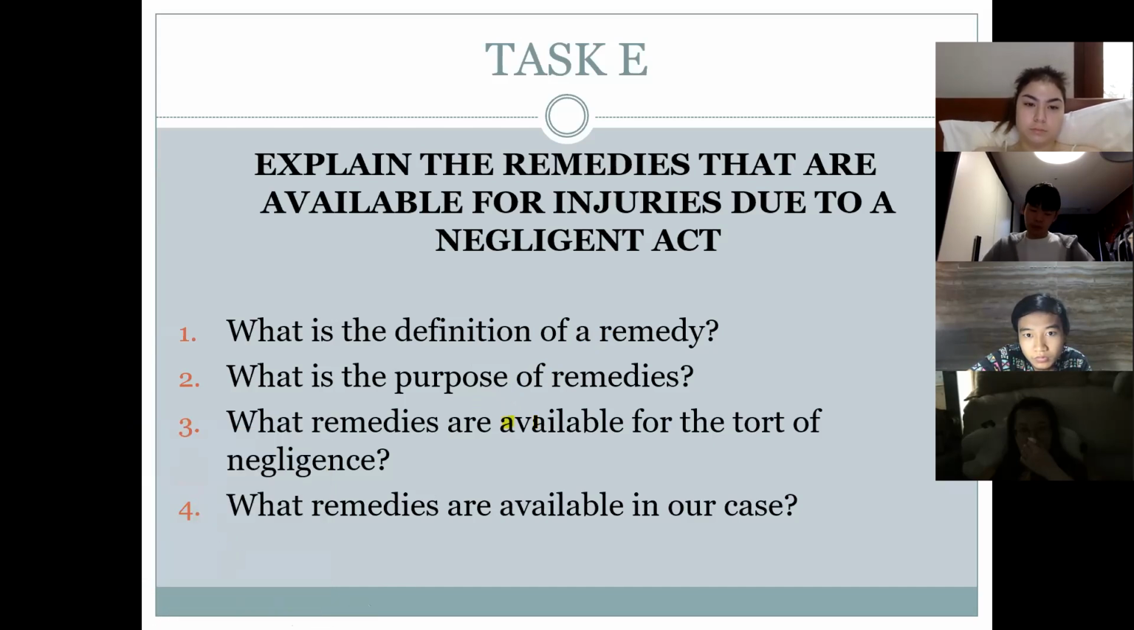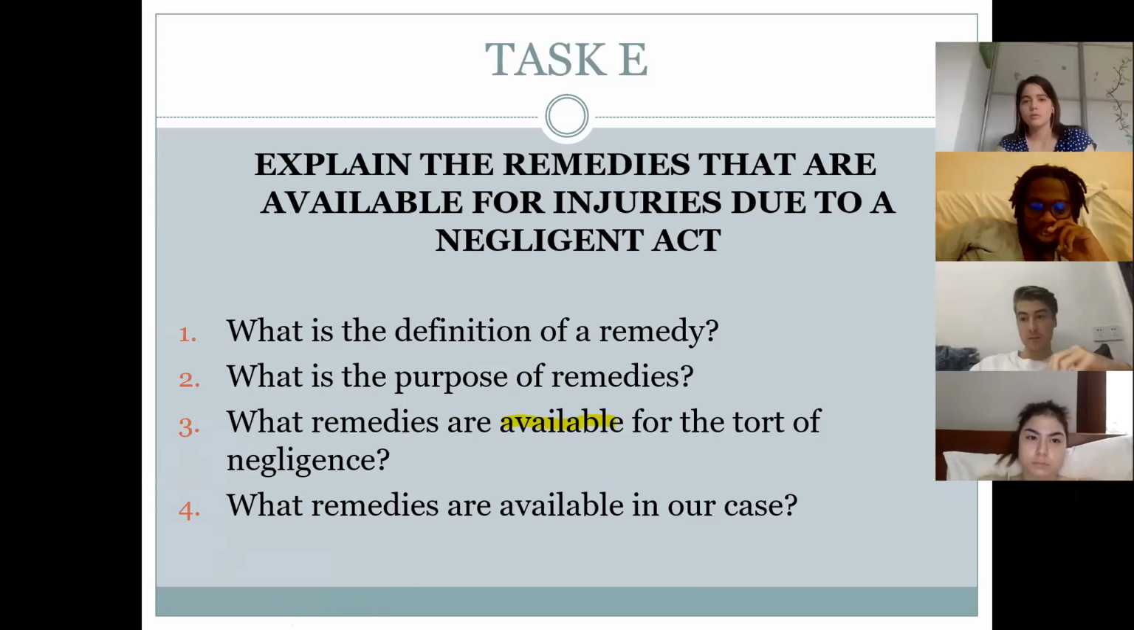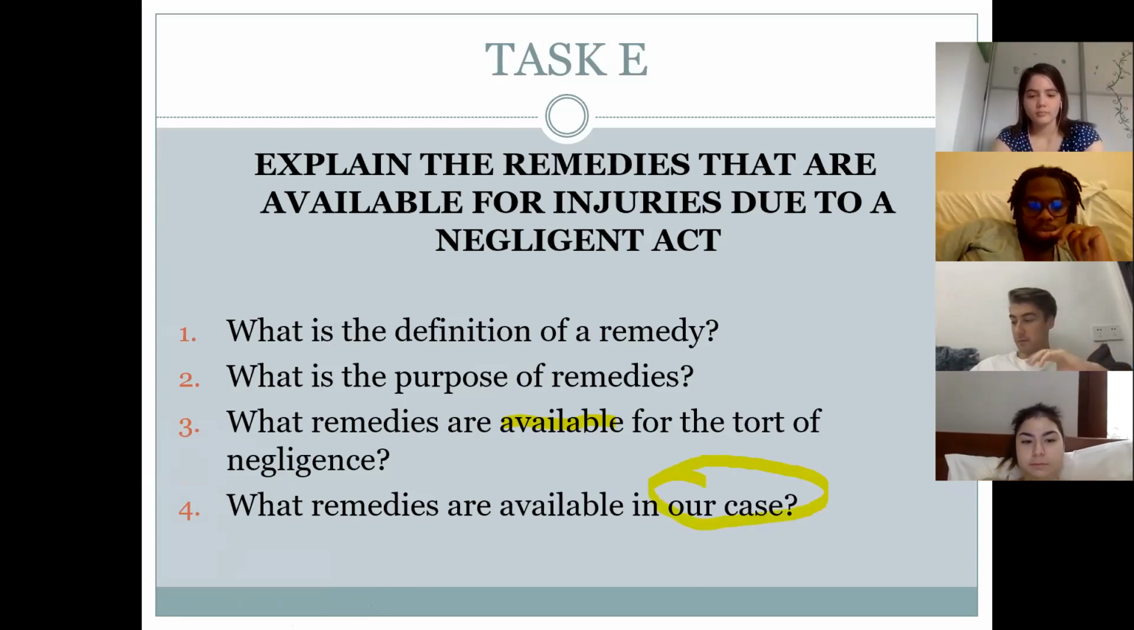What remedies are available for the tort of negligence? There are two. Anybody tell me, what are the two remedies for negligence? We literally just learned it. Damages and injunctions. Thank you. Damages and injunctions. And then I want you to discuss our case with Ashley and Jack.